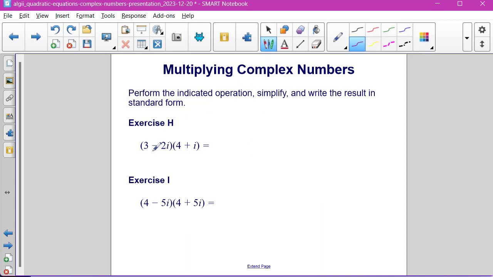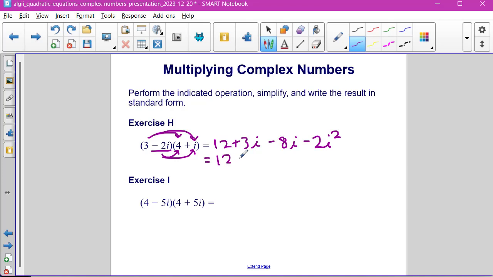So in our first one, we have 3 minus 2i times 4 plus i. So we're going to distribute first the 3 through to both terms. So we'll have 12 plus 3i, and then we're going to take minus 2i, or the negative 2i, and distribute it to both terms here. So we'll have minus 8i, and then minus 2i squared.